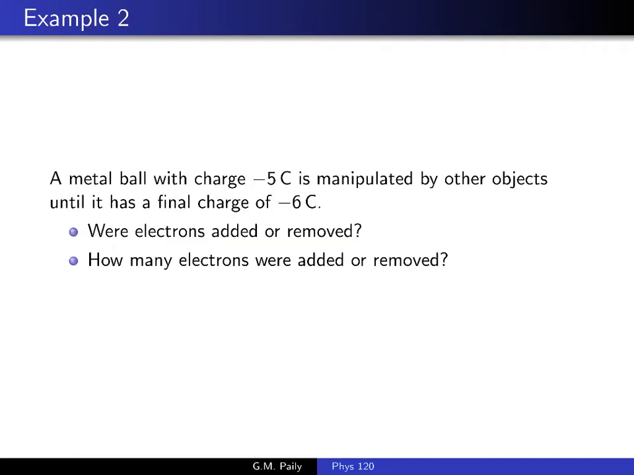Here's another example. A metal ball with charge -5 coulombs is manipulated by other objects until it has a final charge of -6 coulombs. Were electrons added or removed? And how many electrons were added or removed? Again, pause the video here and try and solve this by yourself.